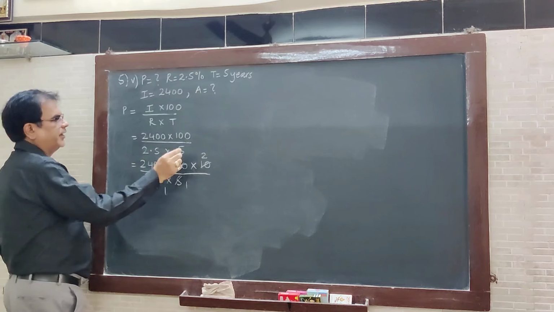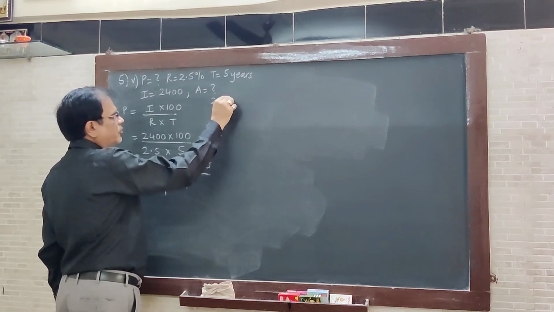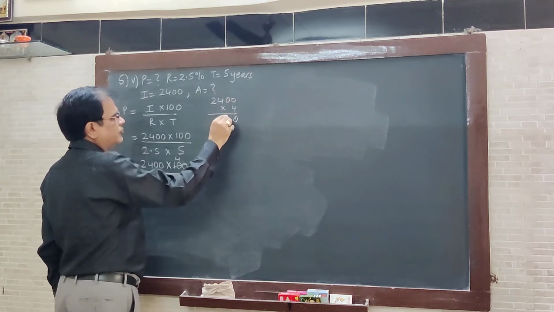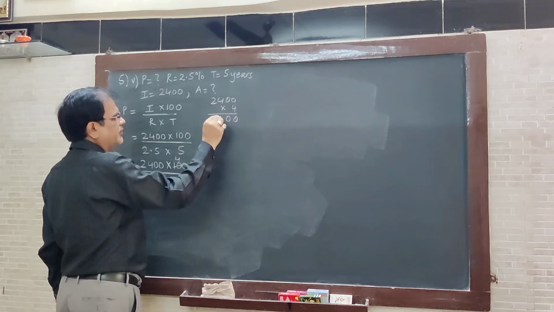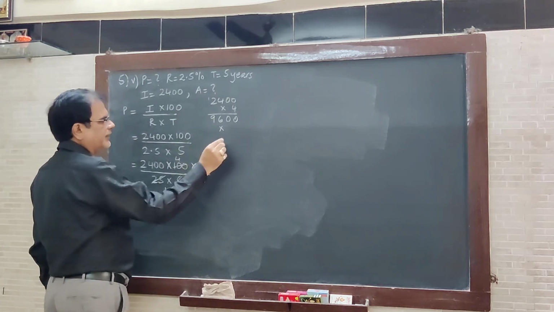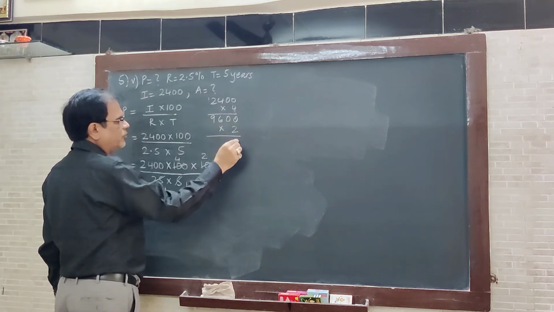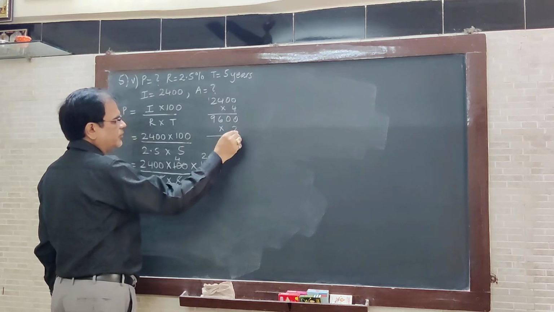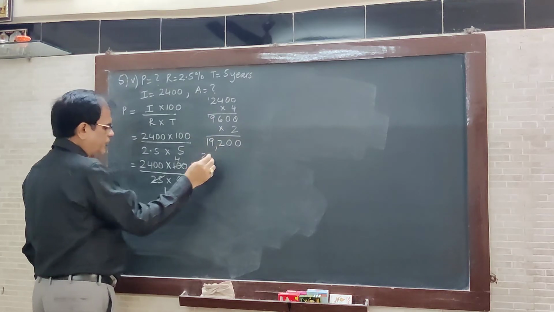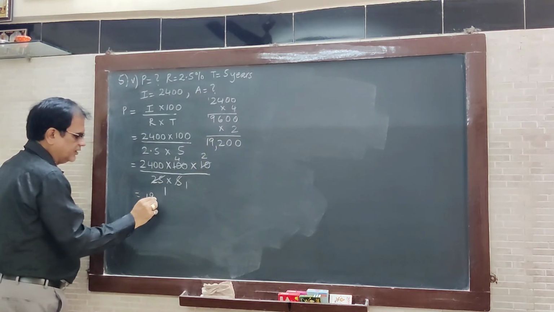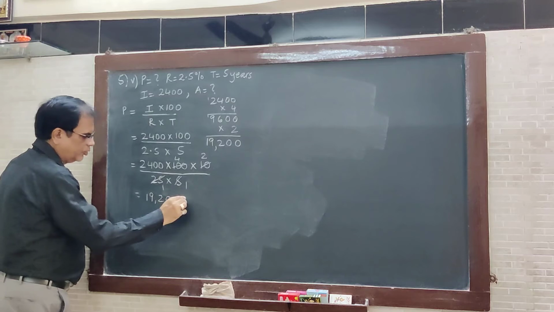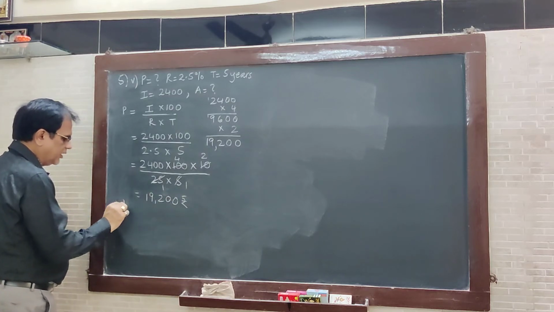Now 2,400 multiplied by 4. 4 zeros are 0, 4 zeros are 0, 4 fours are 16, 4 twos are 8. 9,600 multiplied by 2. So multiply by 2, 2 zeros are 0, 2 zeros are 0, 2 sixes are 12, 2 nines are 18, 19,200. So your principal is 19,200 rupees, and then you have to find out amount.